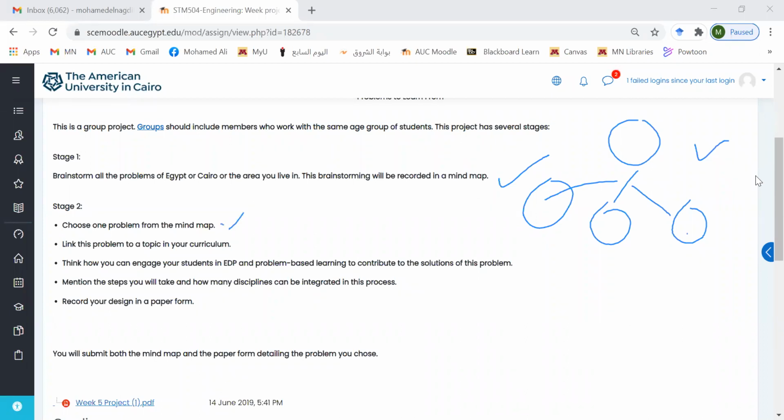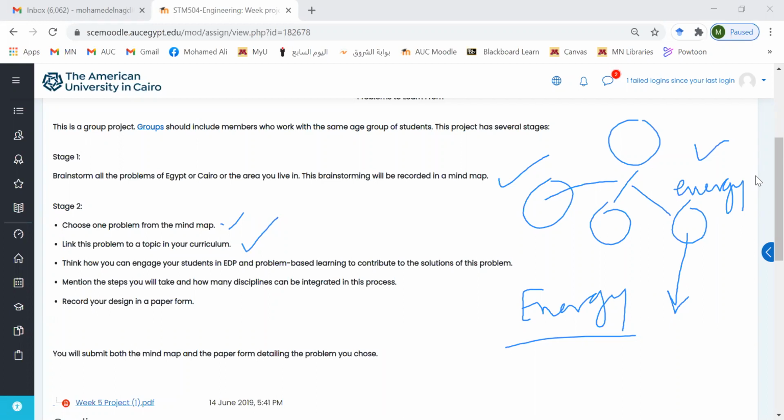So let's say that you have chosen this one, and for instance, this one is an energy problem. So now our title here is energy. Our problem here is energy. Our challenge, whatever you call it, is energy. Link this problem to a topic in your curriculum.